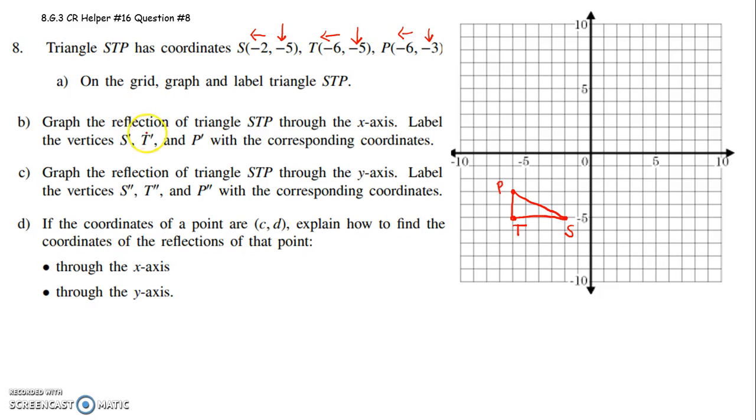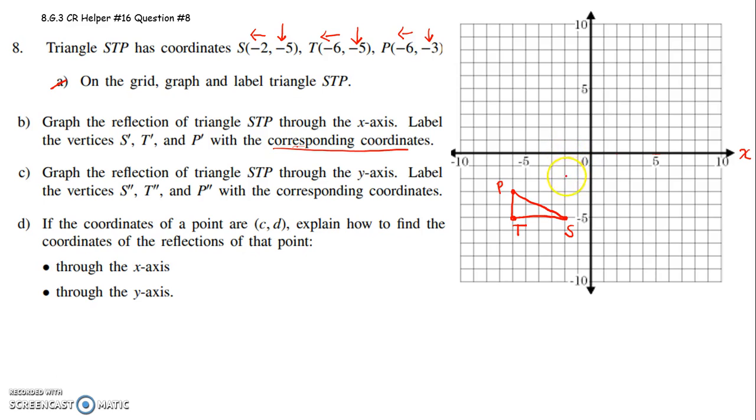All right, so that's A, we've handled that. Graph the reflection of triangle STP through the x-axis. Label the vertices S prime, T prime, and P prime with the corresponding coordinates. Okay, with the corresponding coordinates means they want us to also label the coordinates. So here's our x-axis, and I'm reminding myself that I am reflecting, or flipping it, over the x-axis.